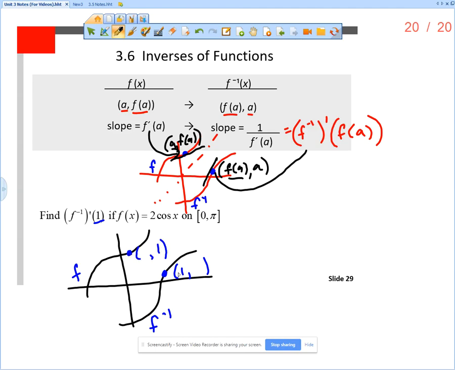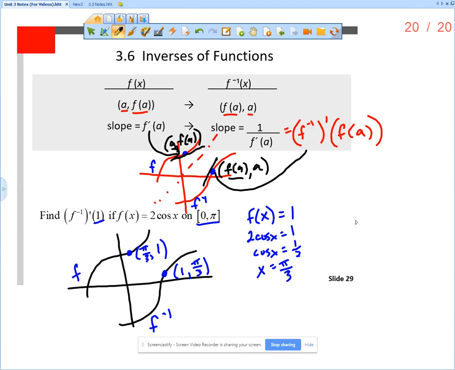So now the question is if 1 is the y value on f, then what's the x value? Well, that means f(x) is equal to 1, which means that 2 cosine x is equal to 1. So that means that cosine x is equal to 1/2, which means, if cosine is 1/2 on 0 to pi, that x is pi over 3. So the x value is pi over 3, and that means the y value over here is pi over 3.